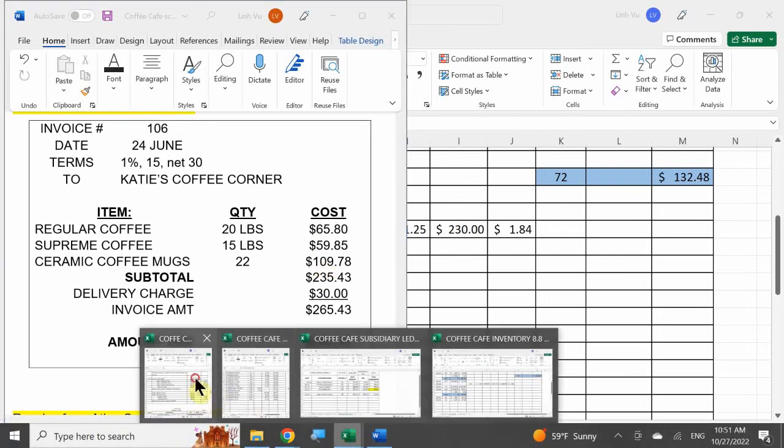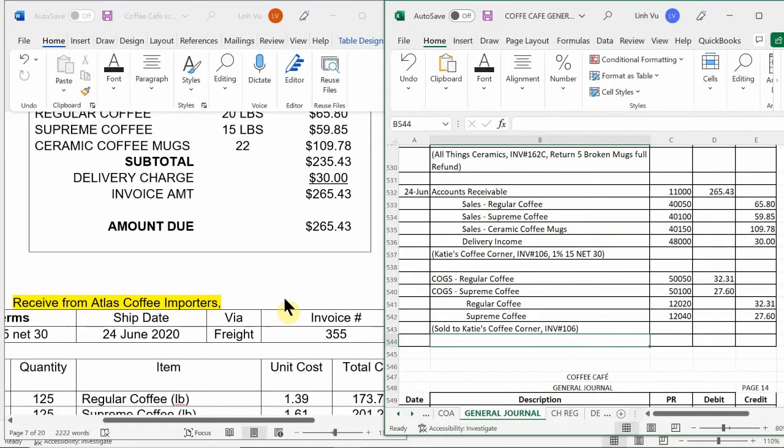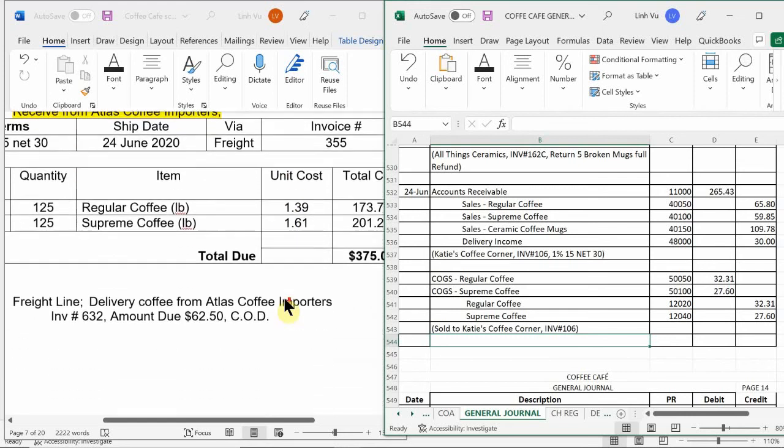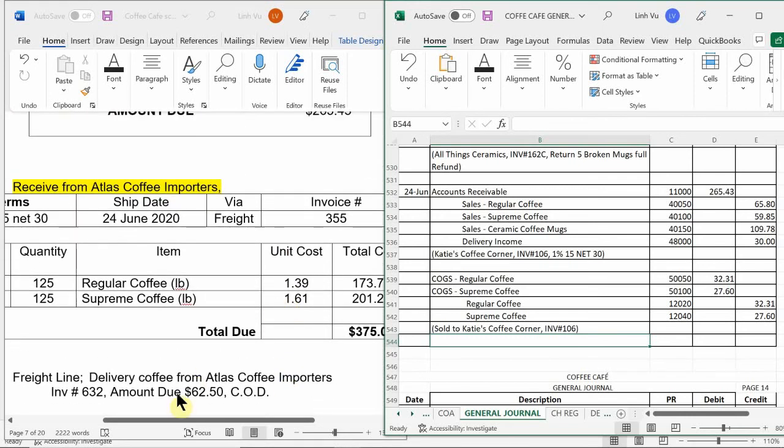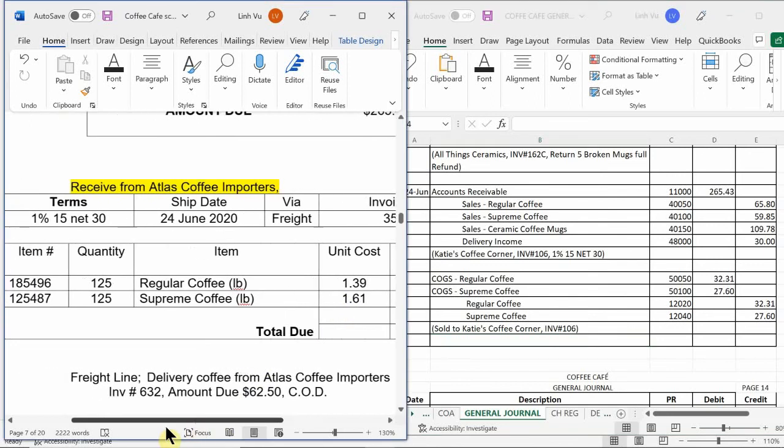So let's see what's next. Here we received from Atlas Coffee Importers, right when we're just running low on our coffee. So, actually, let's just go ahead and finish this one up, and then let's do the coffees. So we're going to start a new page right here. We're on page 14, journal 14.